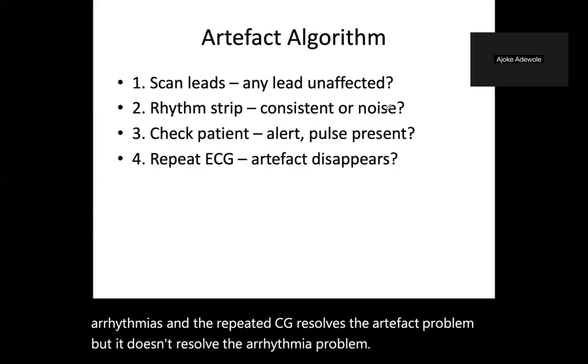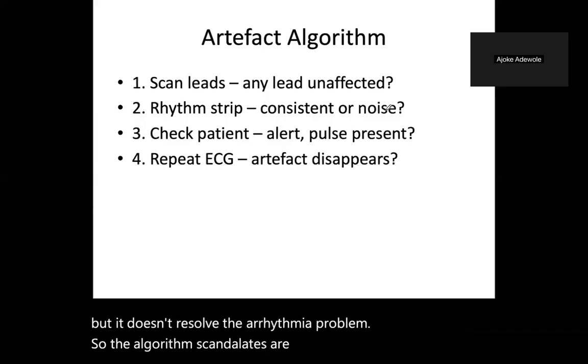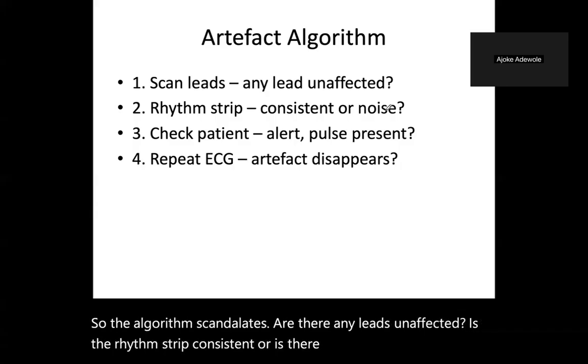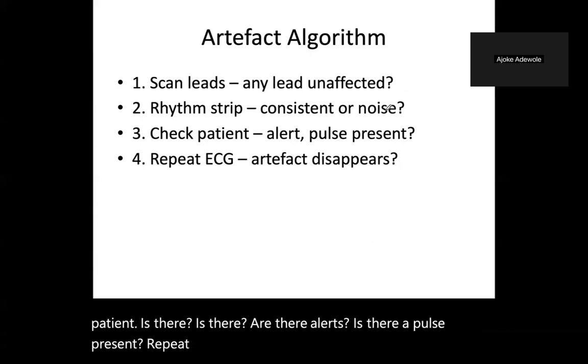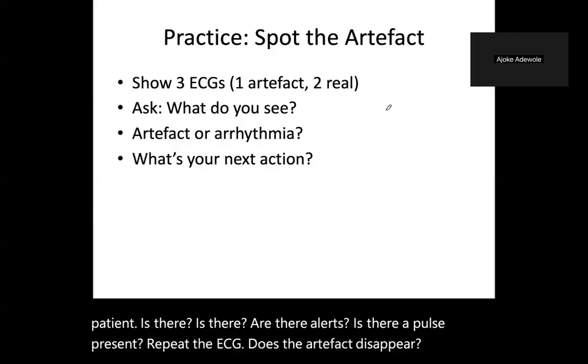So the algorithm: scan the leads. Are there any leads unaffected? Is the rhythm strip consistent or is there noise there? Check the patient. Are they alert? Is there a pulse present? Repeat the ECG. Does the artifact disappear? So you spot the artifacts, right?